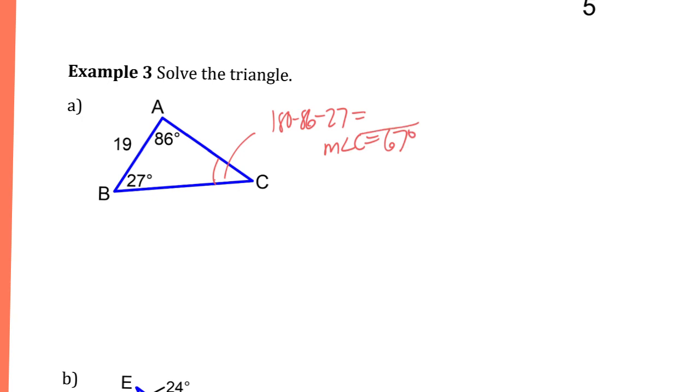Okay. But beyond that, how would I find the rest of the sides? I know one side is 19, and the other two sides are a bit of a mystery. Now, we're going to use trigonometry to help us find the missing parts. And the big thing I want to state to you is that the SOHCAHTOA part of sine, cosine, tangent only works with right triangles.